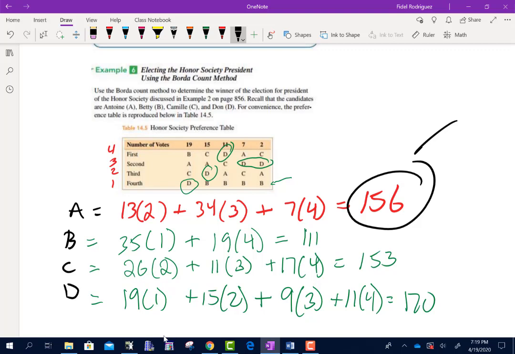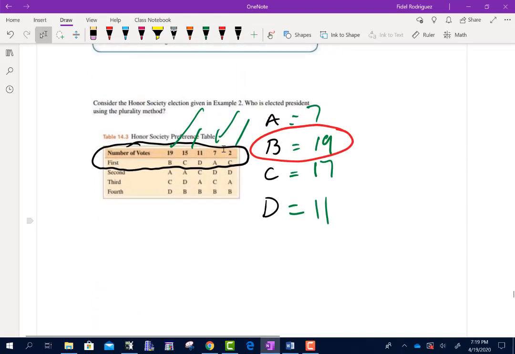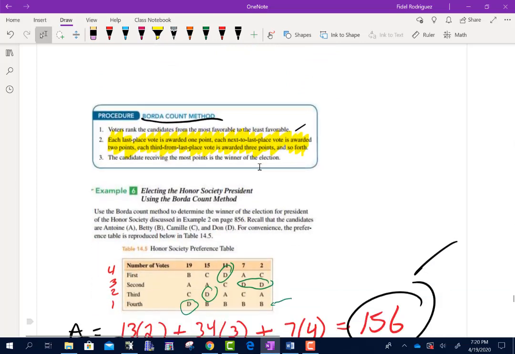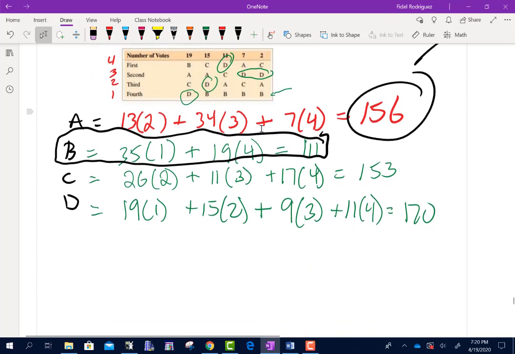I want you to notice something. Look at Betty's votes. Betty had the least number of votes using the Borda count method, but when we did the problem before using the plurality method, Betty would have won, right? So the point that this exercise is trying to illustrate is that Betty may have had the most first place votes, but Betty also had the most last place votes, and that's why using the Borda count method, Betty was in last place, okay? So it's not always about who got the most first place votes, okay?